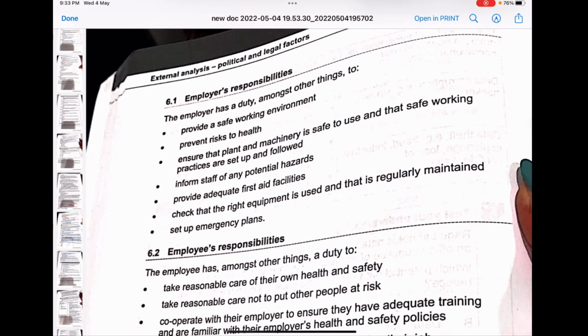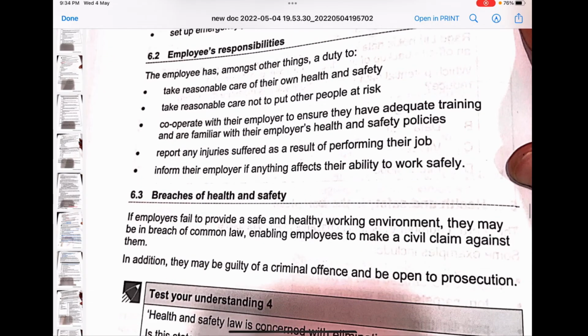So, what are the responsibilities of the employer? The employer has a duty, amongst other things, to provide a safe working environment to prevent risks to health, ensure that plant and machinery is safe to use, and safe working practices are set up and followed, inform staff of any potential hazards, provide adequate first aid facilities, check that the right equipment is used and regularly maintained, set up emergency plans.